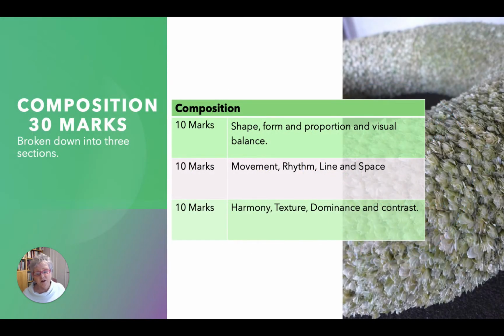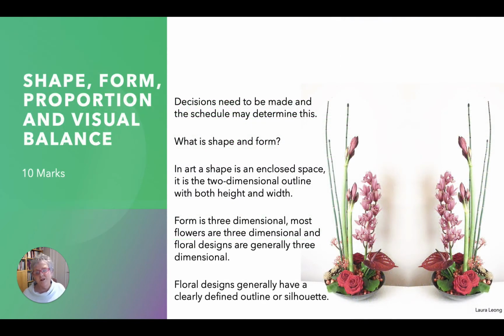So as I said, composition carries 30 marks out of a possible 100 marks, and it's broken down with 10 marks for shape, form, proportion and visual balance, 10 marks for movement, rhythm, line and space, and 10 marks for harmony, texture, dominance and contrast. Let's look at shape, form, proportion and visual balance. It carries 10 marks.